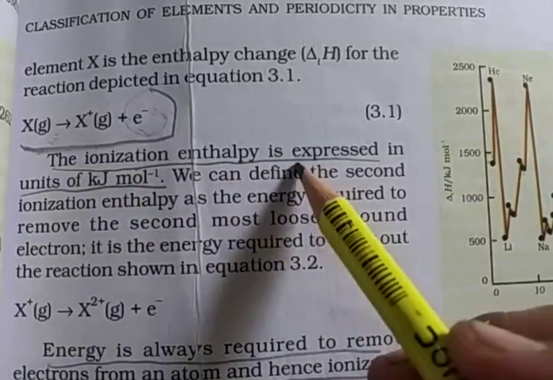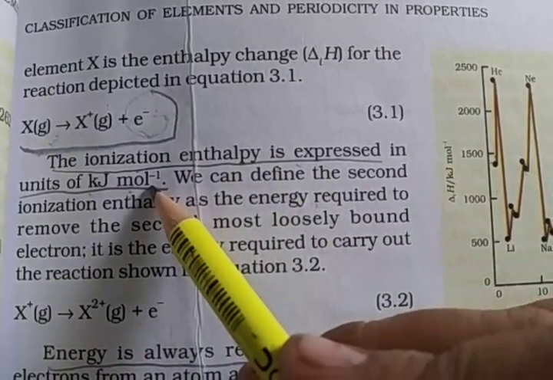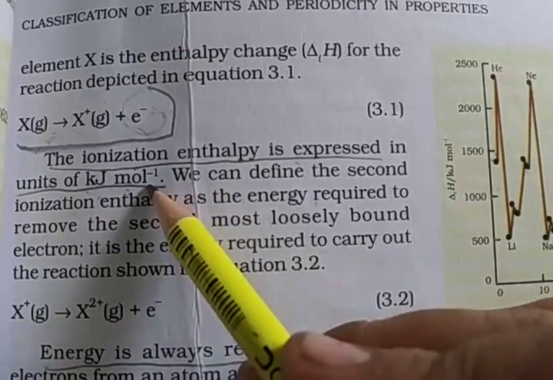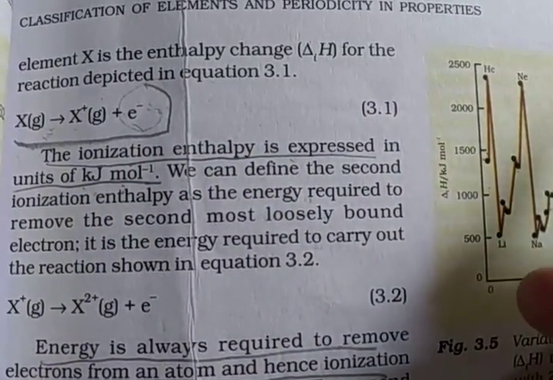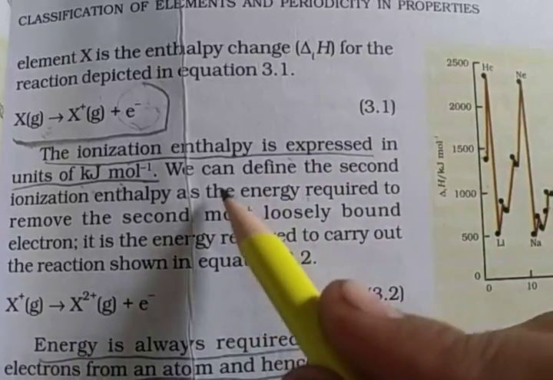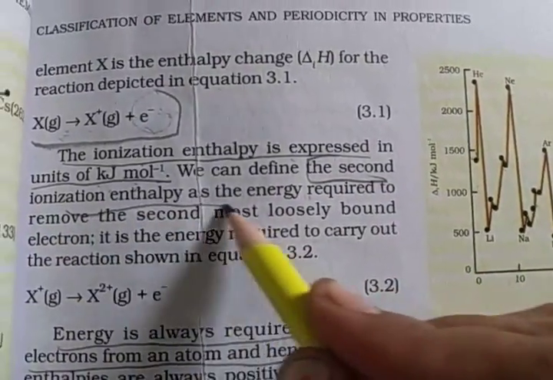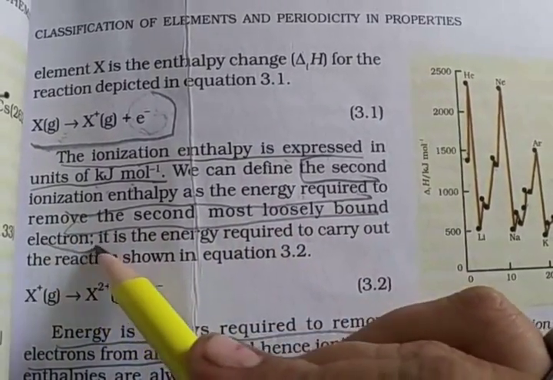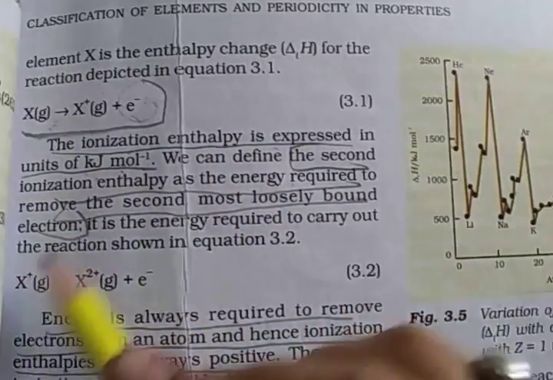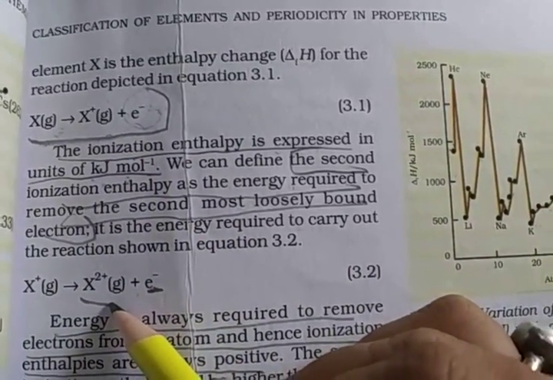Ionization enthalpy is expressed in units of kilojoule per mole. Remember kilojoule per mole. Then the second ionization enthalpy is the energy required to remove the second most loosely bound electron. See, from X plus, again one electron is removed, so it converts into X plus 2.